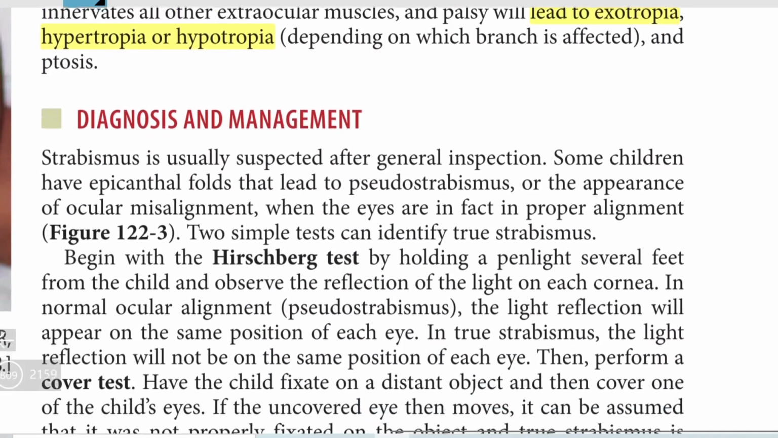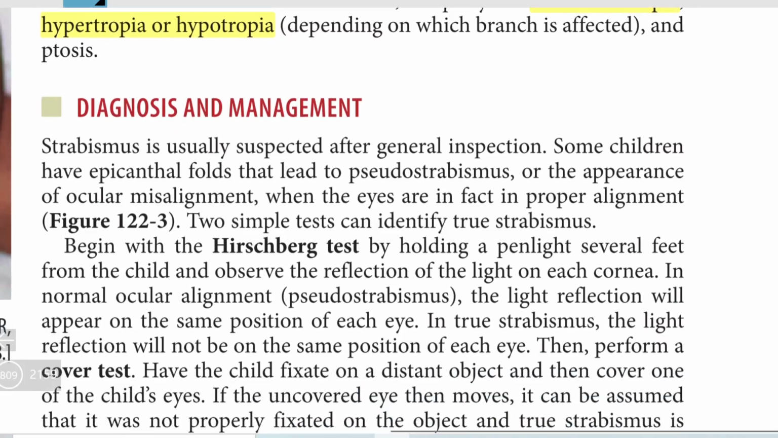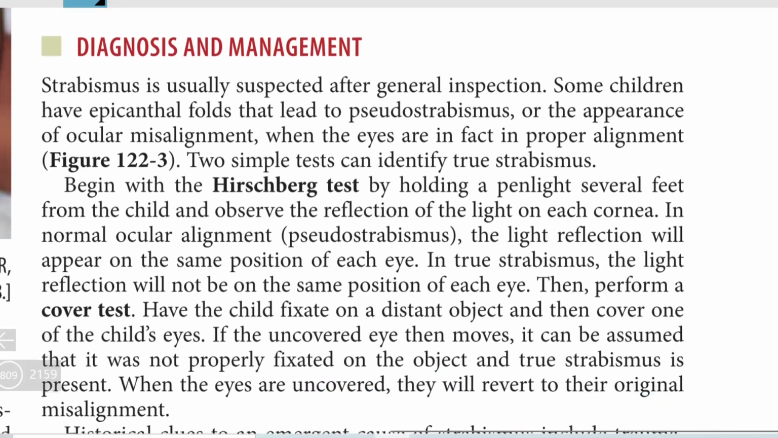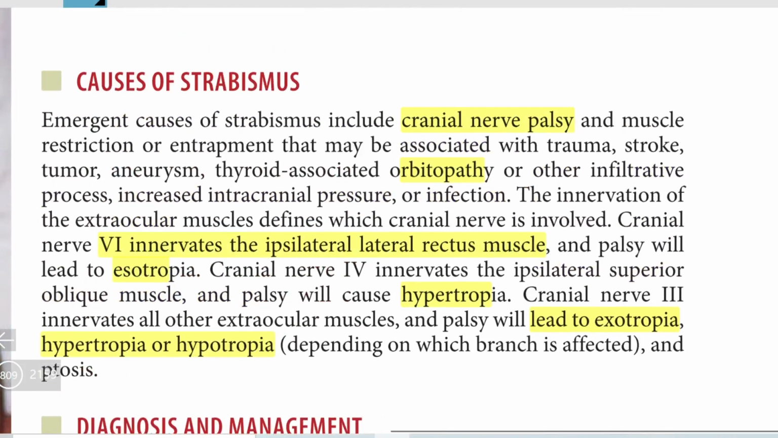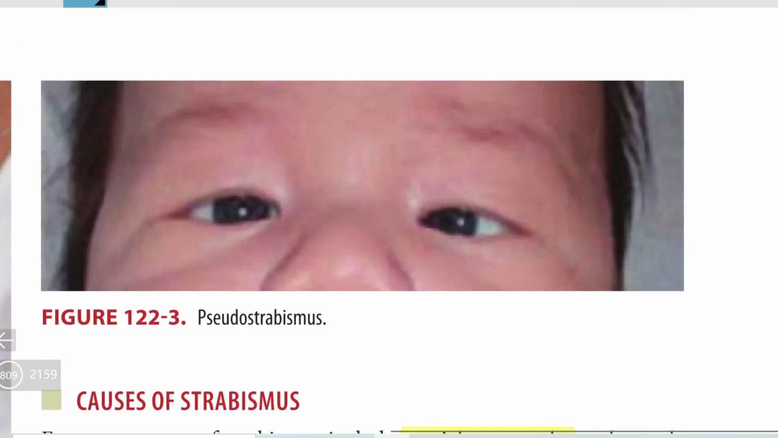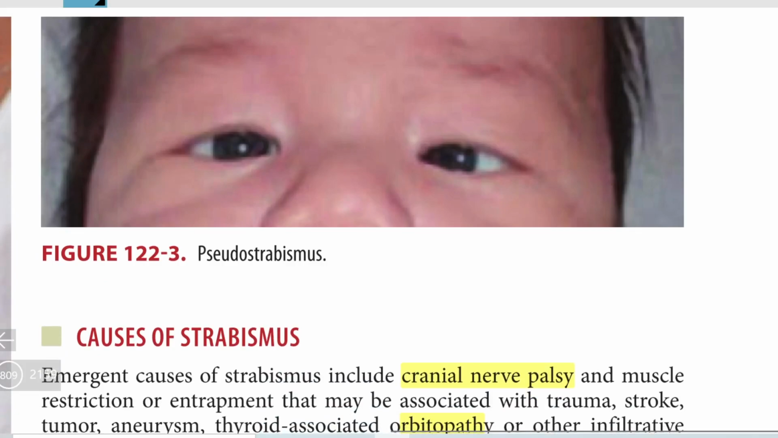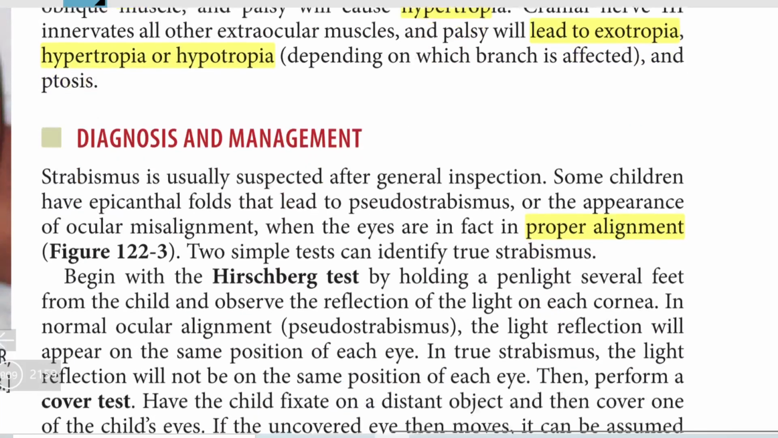Now, coming to the diagnosis and the management, strabismus is usually suspected after general inspection. Some children have epicanthal folds that lead to pseudostrabismus, or the appearance of ocular misalignment even when the eyes are in proper alignment. Let's have a look at an image. This is where, because of the epicanthal fold, it looks like a strabismus, but it is not actually. The patient's ocular alignment is normal. So this is termed pseudostrabismus.